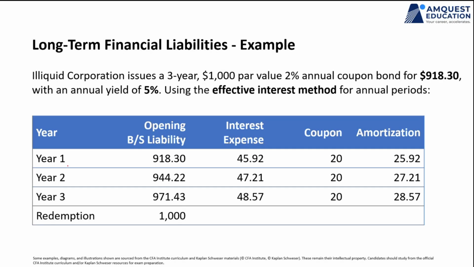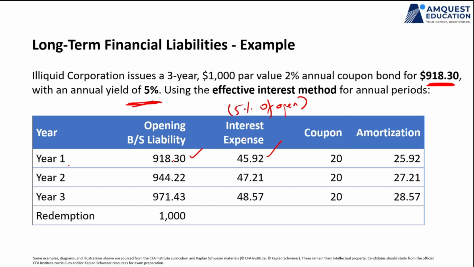Look, you start with 918.3 because you have paid 918.3 and follow the table. It is a very easy table. Now, interest expense is 918.3 multiplied by 5%. That is your yield. Correct? So 918.3 multiplied by 5% is your interest expense number. Turns out to be 45.92. So your interest expense is nothing but 5% of opening balance sheet liability.